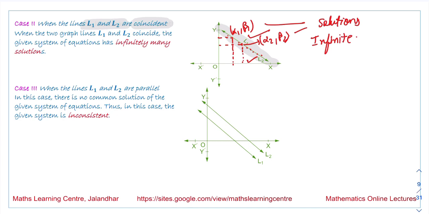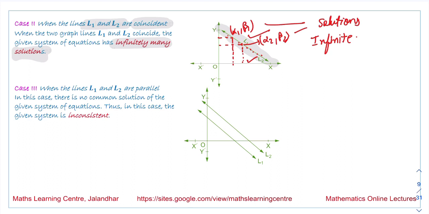So it has infinitely many solutions. So this is also a consistent system and it has infinitely many solutions. If the graphs of both equations coincide, then it has infinitely many solutions.